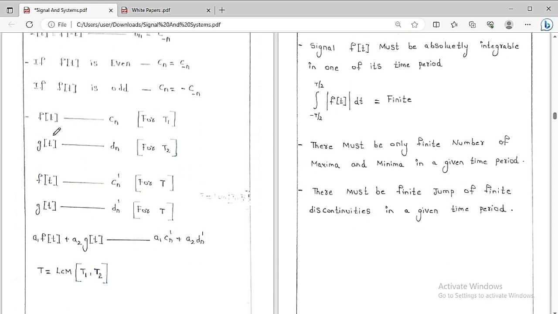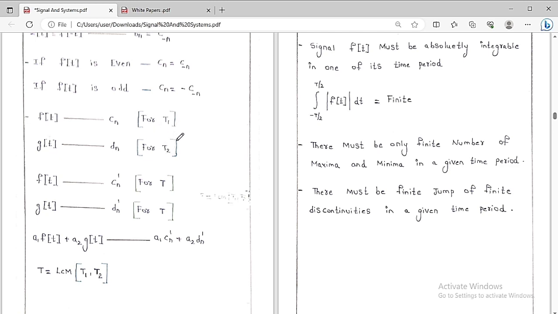Now, f of t has the Fourier coefficient Cn for time period T1, and g of t has the Fourier coefficient Dn for time period T2. So now we need to bring these onto a common time period. Both are having different time periods, right?